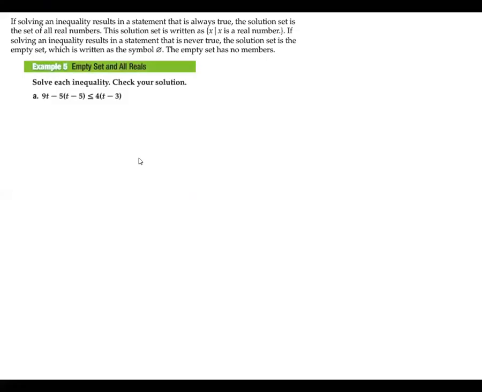Okay, so let's solve this inequality and check our answers. So first we're going to distribute the negative 5 to the t and the minus 5 and the 4 to the t minus 3.